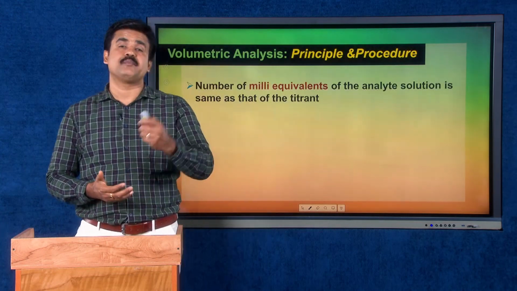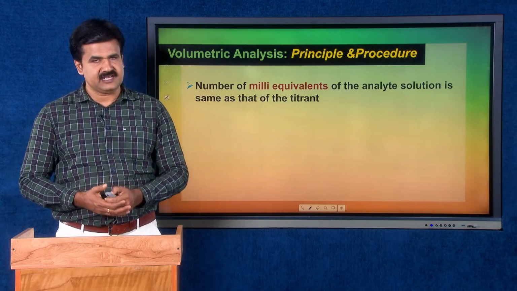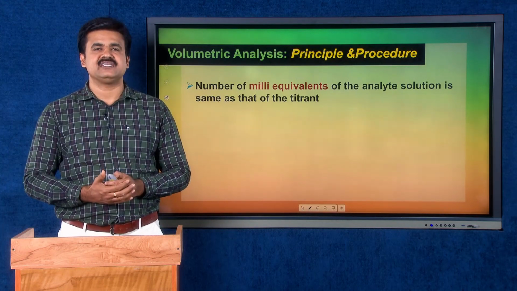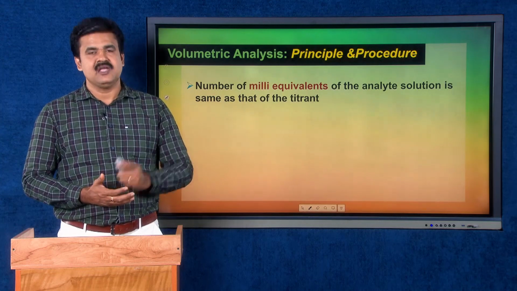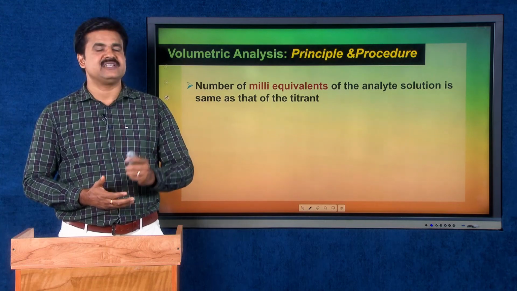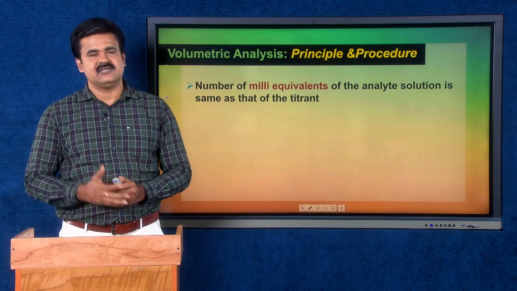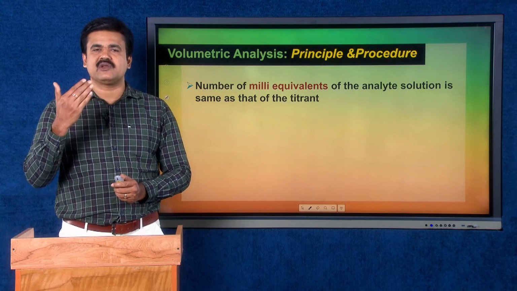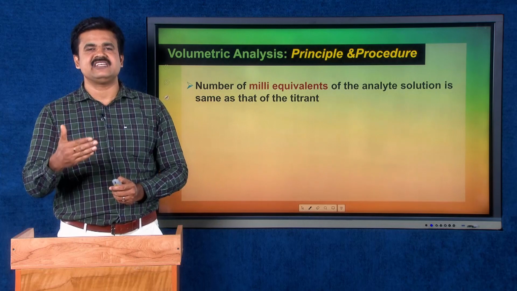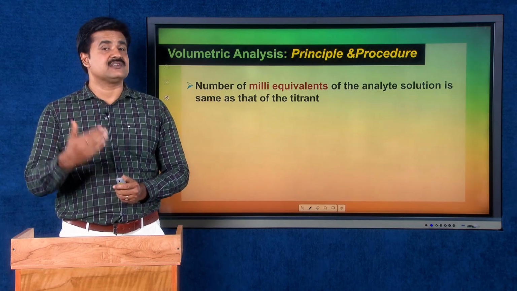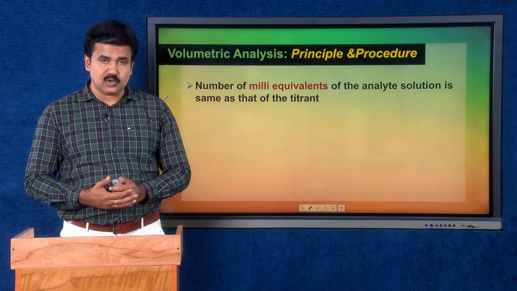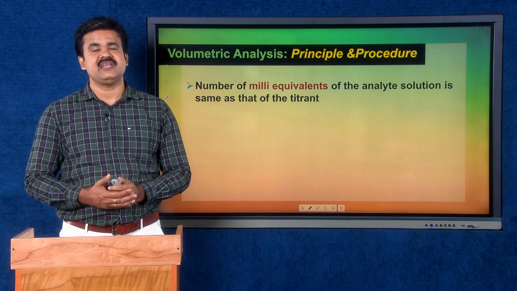Now, principle and procedure of volumetric analysis. It should be noted that the basic principle behind volumetric analysis is that the number of milli-equivalents of the analyte solution should be the same as that of the titrant. That is, the number of milli-equivalents of the titrant and the number of milli-equivalents of the analyte are the same. The number of milli-equivalents can be calculated by using the expression: number of milli-equivalents equals normality into volume in ml.